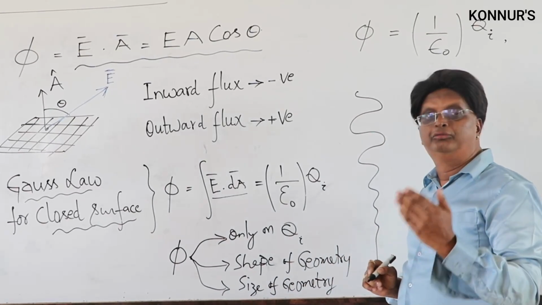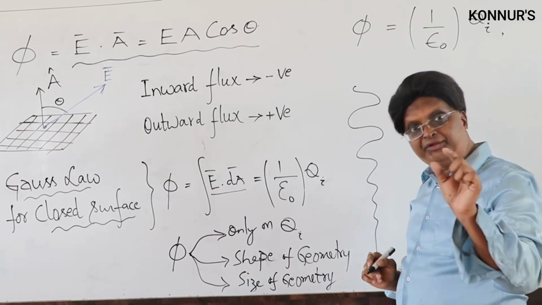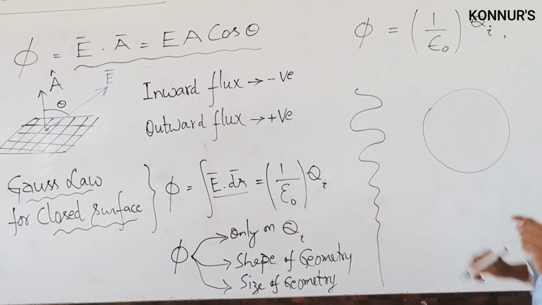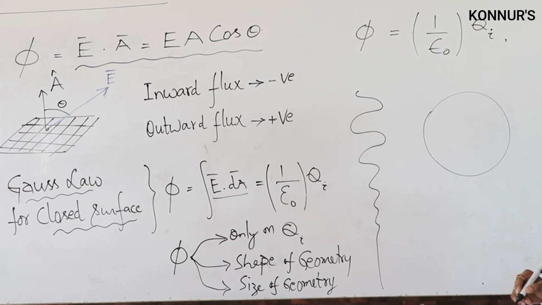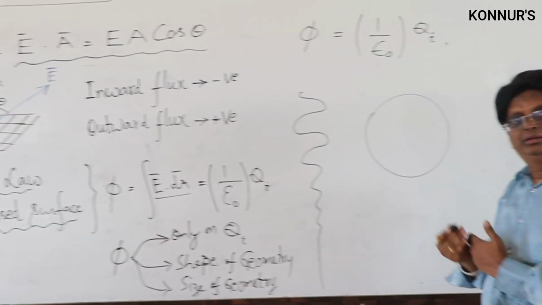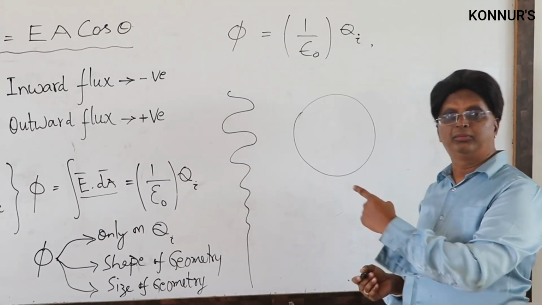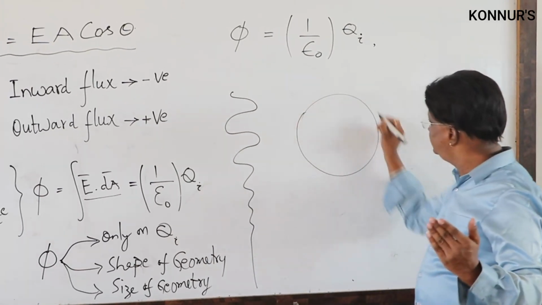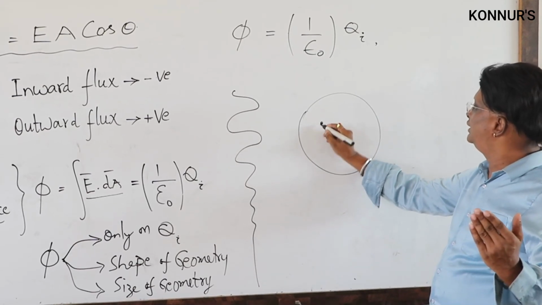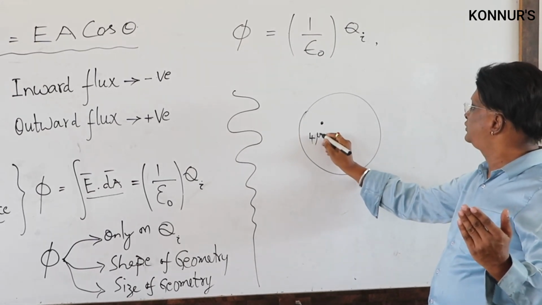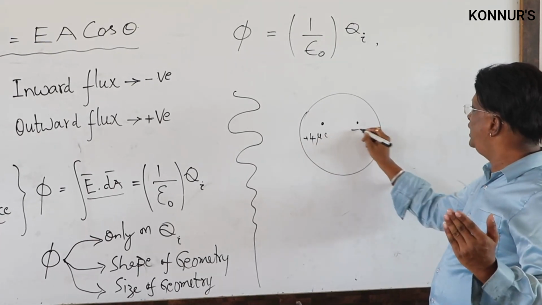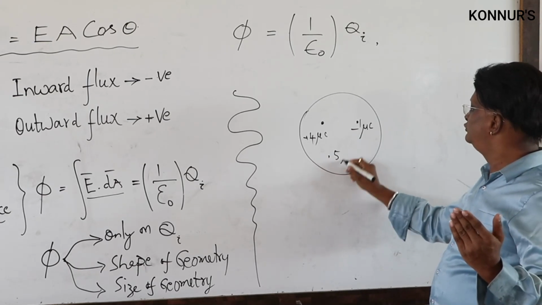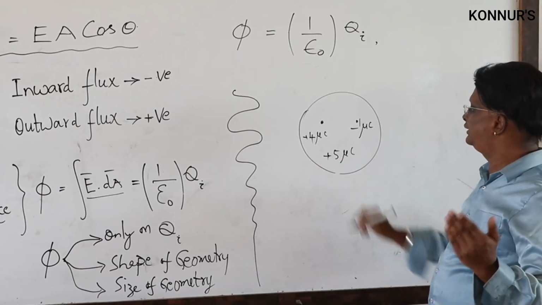To understand what we mean by net inside, here one more time I will show. Supposing this is some closed surface, a sphere, or any other 3-dimensional geometry. Remember, when we say closed surface, it is always a 3D geometry. Now supposing this is an enclosure with, I will take some 4 microcoulomb positive, then minus 1 microcoulomb negative, and 5 microcoulomb positive, like this.